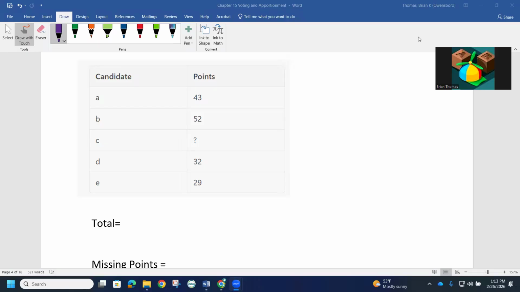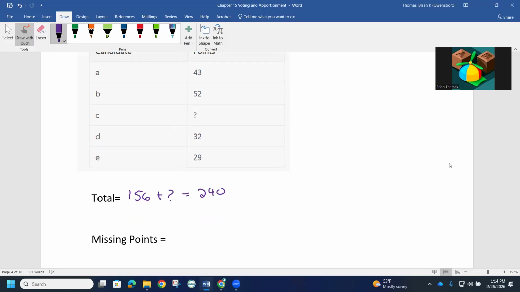So I'm back. Wasn't that hard to put that in there? So the known totals, we add 43 plus 52 plus 32 plus 29, and that's going to give me 156 points. But what we're trying to do is figure out what's the missing value. But remember, that has to equal the 240 total points.